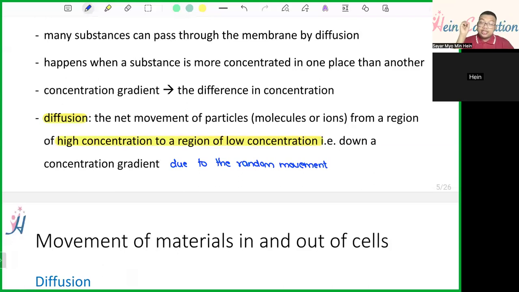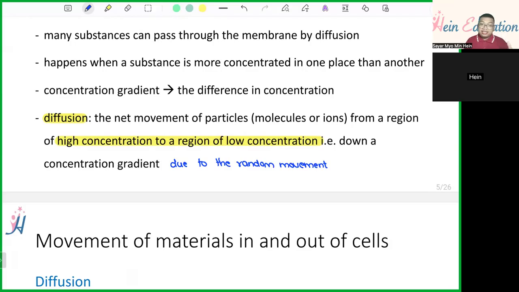I can give you a scenario. Imagine in a room that I made a cup of coffee, and the smell of the coffee particles is more highly concentrated near my area. Those small particles diffuse throughout the whole room, and the whole room smells like coffee, and the students can smell the coffee, right? So this is one example of diffusion.